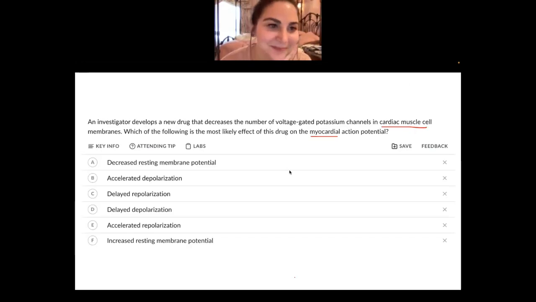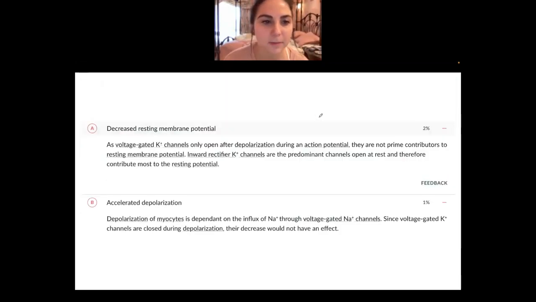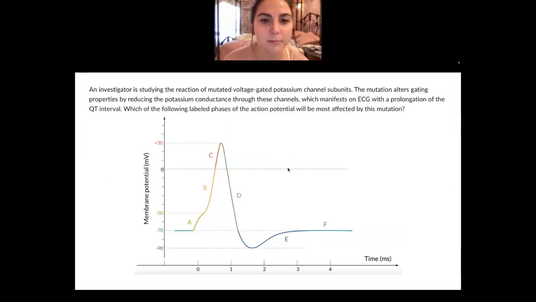Okay. Good. You guys all got it. Beautiful. And I'm telling you, there are so many questions like this. Like you block outflow of potassium, you block inflow of sodium, you block calcium, and they always ask about this type of stuff. So good. All right, next one.